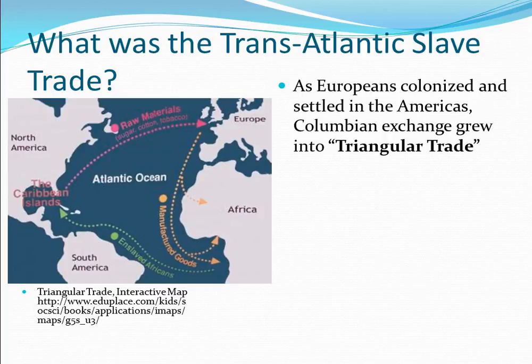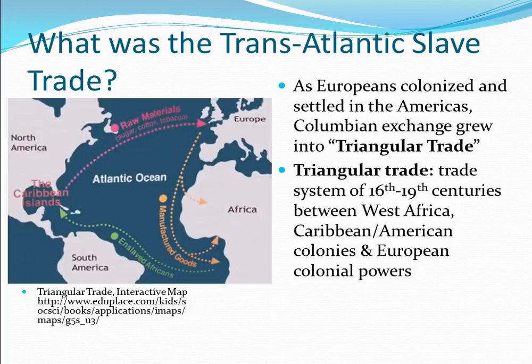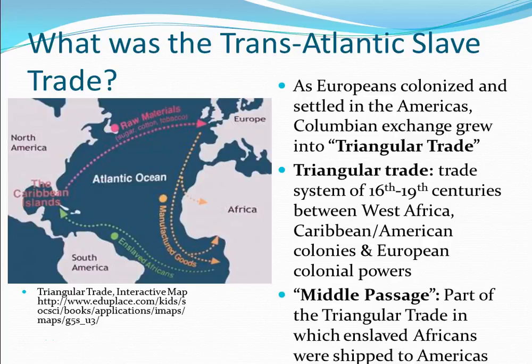However, as Europeans colonized and settled in the Americas, the Columbian Exchange grew into this triangular trade, and they needed more labor and cheaper labor. So the triangular trade refers to the trade system between the 16th and 19th centuries, so 1500s to 1800s, between West Africa, Caribbean and American colonies, and European powers.